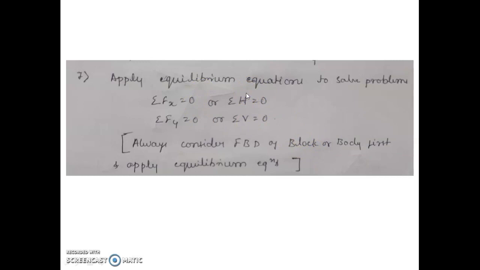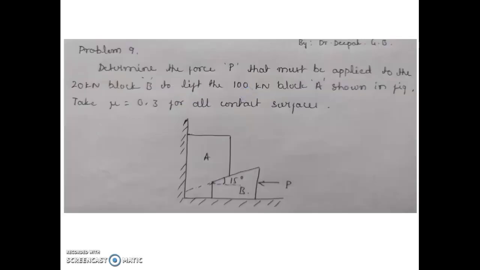Okay, we will solve some problems. Let me take this problem, problem number 9. Determine the force P that must be applied to the 20 kilonewton block B to lift the 100 kilonewton block A shown in the figure. Take the coefficient of friction as 0.3 for all contact surfaces.